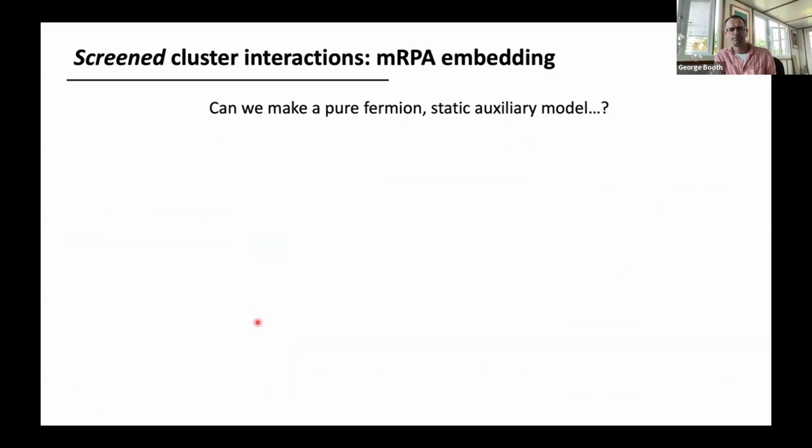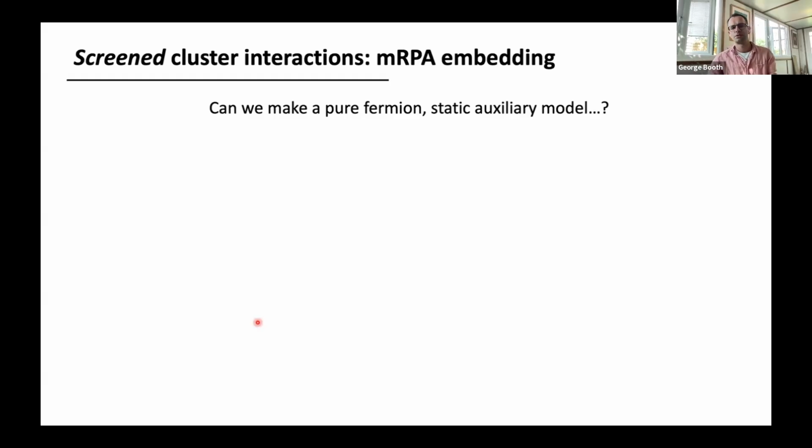But I want to finish by talking a little bit about going to a purely static and purely fermionic auxiliary model in order to do this quantum embedding. Ultimately, mapping down to an auxiliary model that has both coupled fermions and bosons is useful. It's how we can get some dynamical interactions, but it's expensive. We have to then work with coupled fermion-boson solvers, which we're in the process of making sure we've got the infrastructure to do, but it's not ideal.